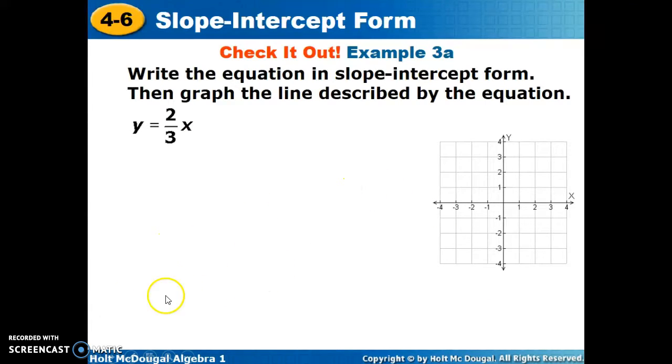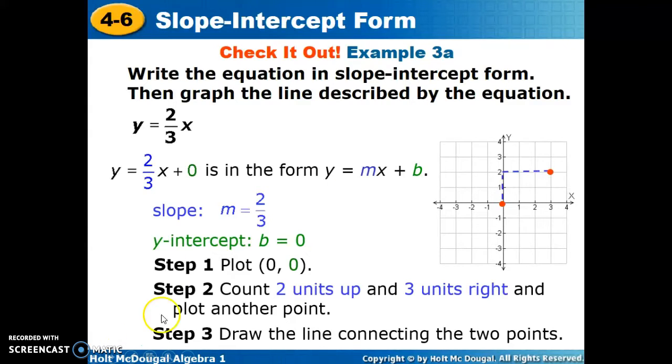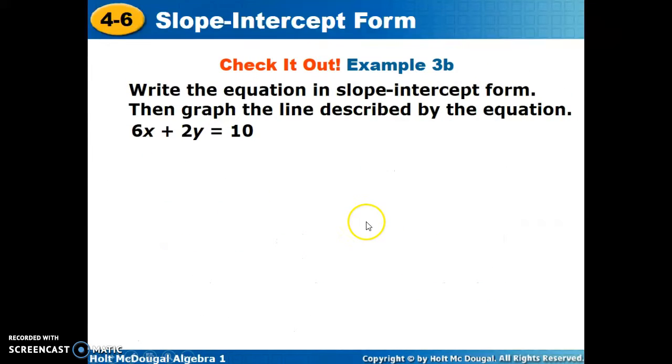Try check it out, 3a. Come back, check your answer. So moving through this one quickly, we see that we are in direct variation again. y equals 2/3 x. This is our constant of variation, 2/3. And we see that our y-intercept is 0. Notice the point at the origin, (0, 0). We move up 2 and over 3 to get to our next point. Drawing the line, this is what you should have come up with for check it out, 3a.